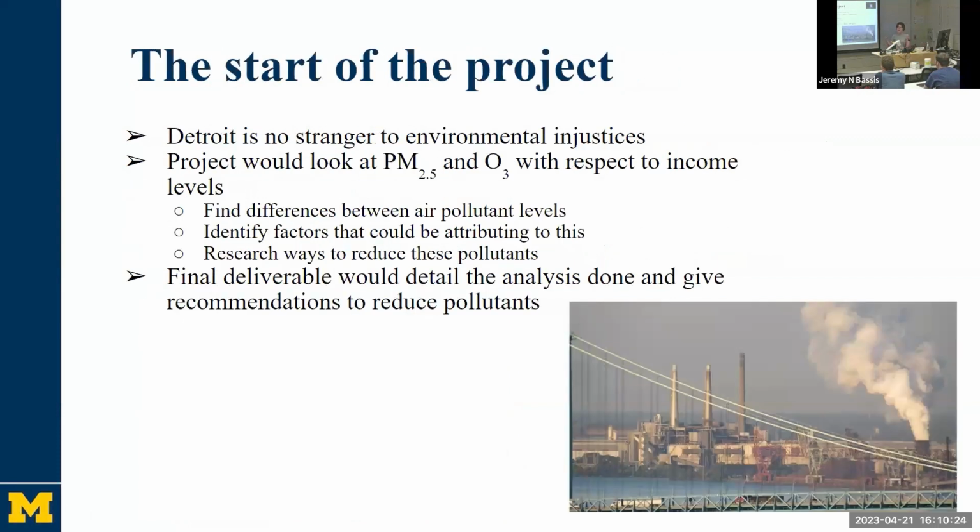So for my project, I focused a little bit more than just environmental injustice and air quality. I looked specifically at the city of Detroit. I wanted to look at particulate matter and ozone, and to see if there were differences between air pollutant levels in different income groups. I came into the project assuming I would find some of those differences. So the rest of my project was focused on identifying some of the factors contributing to that pollution, and then giving recommendations to reduce these pollutants. Ultimately, the deliverable that I assumed I would make would be a paper detailing my analysis and giving recommendations to reduce these pollutants.